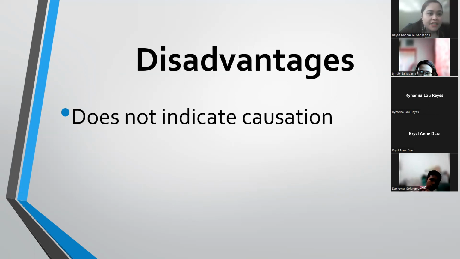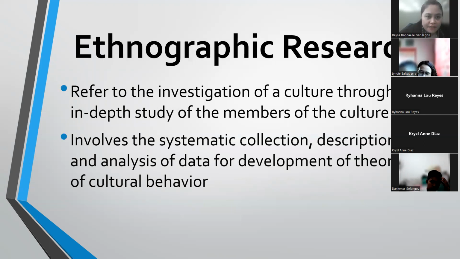But the disadvantage if you're going to conduct a correlational research is this does not indicate causation, meaning we are not looking into the cause why these things happen. You just want to know if there is a relationship between this variable to this another variable.